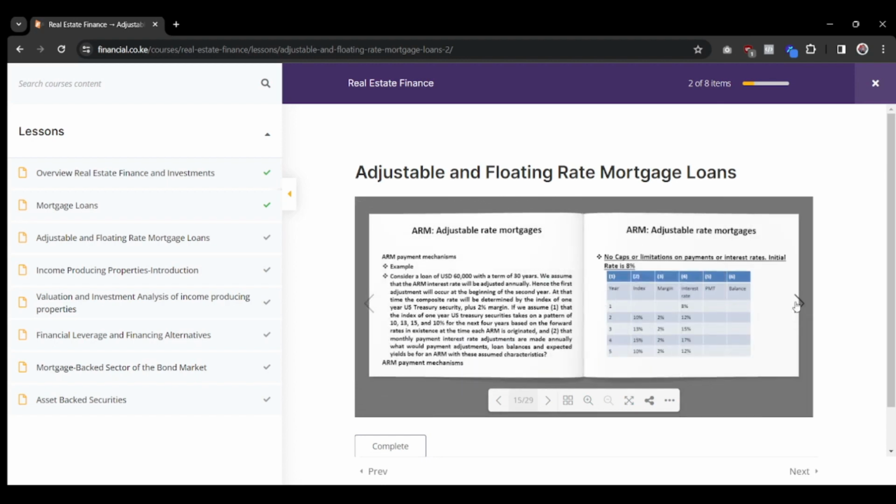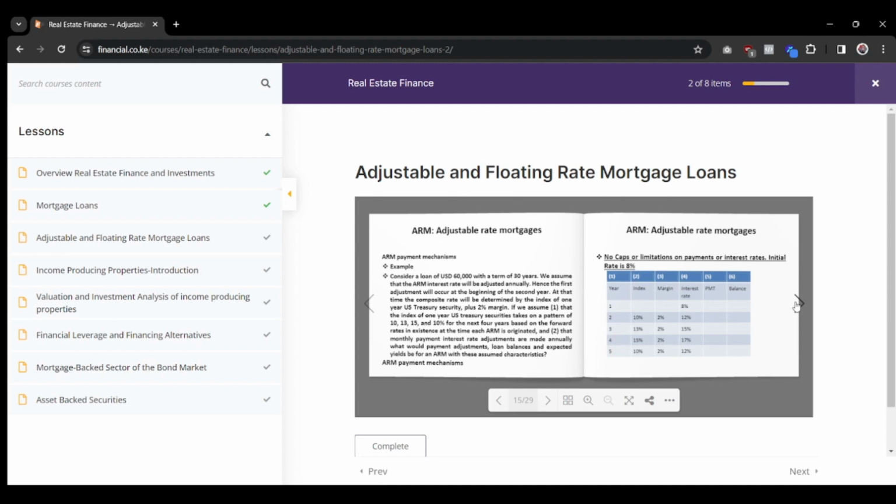So let's have a practical example of adjustable rate mortgage payment mechanisms. Consider a loan of $60,000 with a term of 30 years. We assume that the adjustable rate mortgage interest rate will be adjusted annually. Hence, the first adjustment will occur at the beginning of the second year.